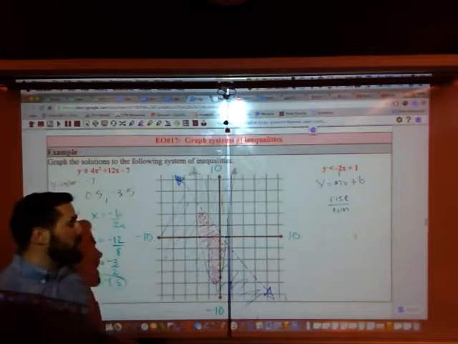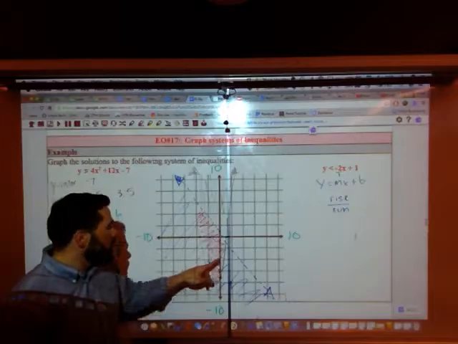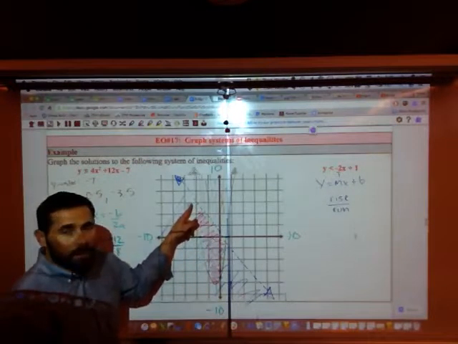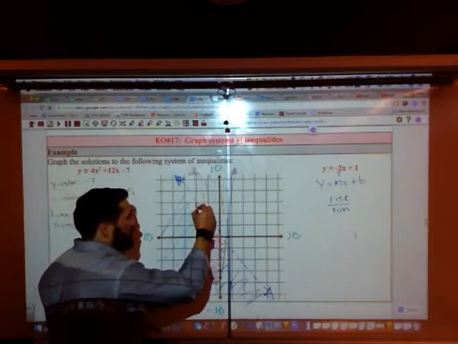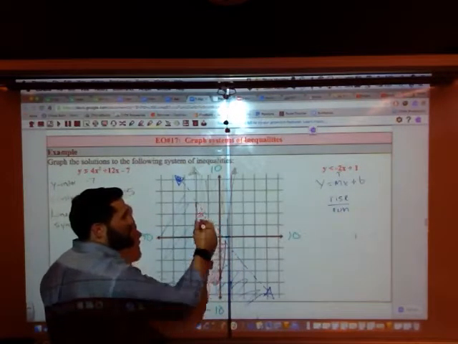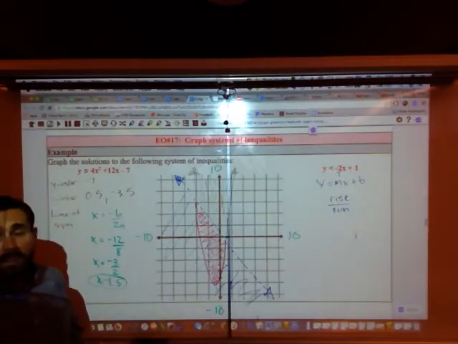Only that overlapping section. And there's a boundary line here that's dotted, so I can't be on that one. But this solid one, I'm allowed to be on that solid line. That is part of the solutions right here. But this dotted line is not part of the solutions. So that is graphing systems of inequalities.